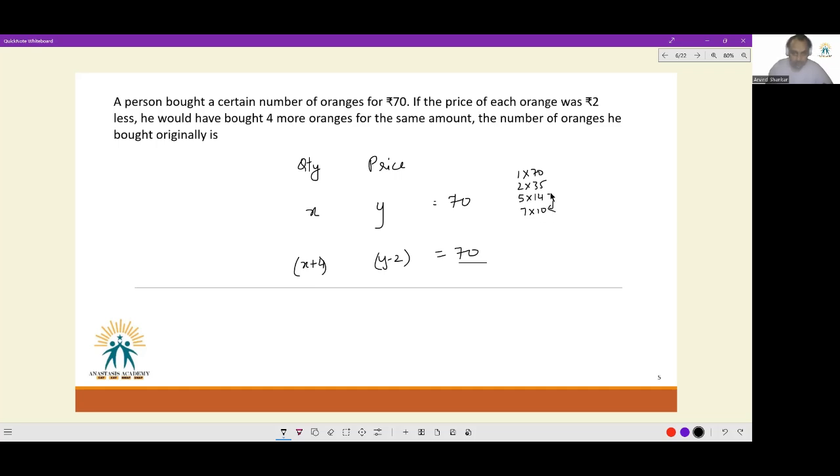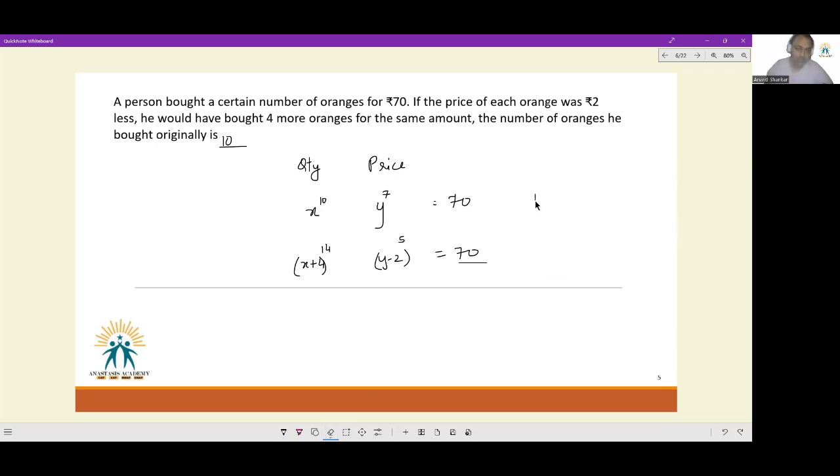For these two pairs, hopefully you can see the relationship. If you had 7 here and 10 here, 14 here, and 5 here, your work is done. The number of oranges he bought originally is 10. Simply by listing out pairs of factors of 70, our work can be done.